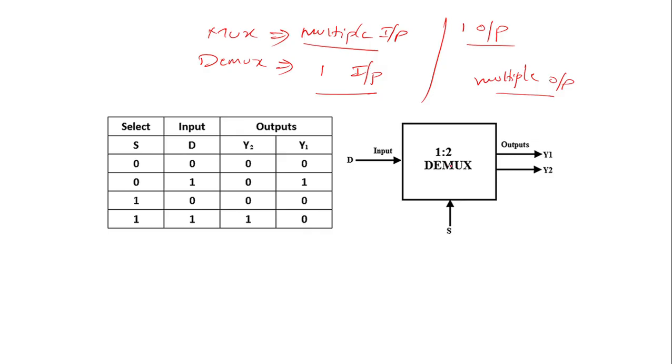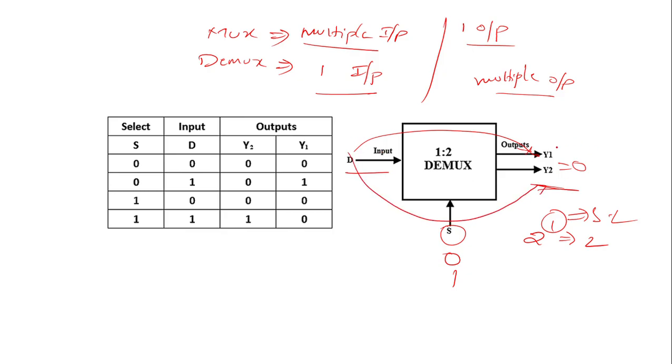Here in this video we discuss the 1 to 2 Demux. There is one input and two outputs. 2 power 1 is nothing but 2; the 1 represents the select lines, so here there is only one select line. This is our truth table. If the select line is equal to 0, the d value is assigned to y1 and y2 is going to be 0. If the select line is equal to 1, the d value is assigned to y2 and y1 becomes 0. Observe the truth table here.